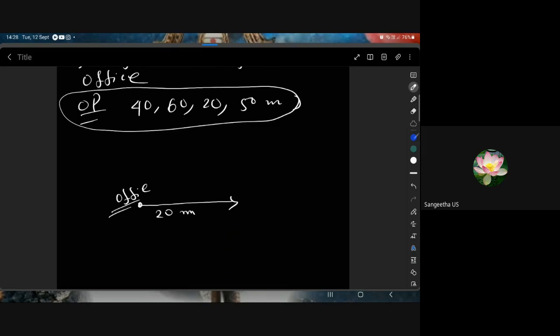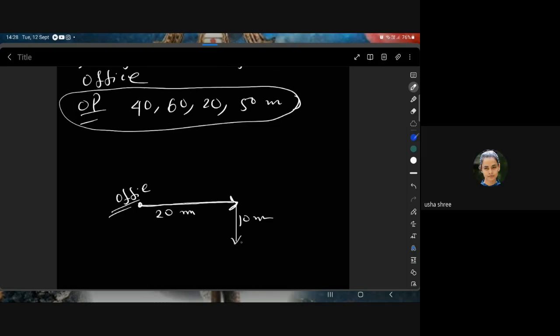20 meter. Then he turned right. Right means down. If I draw the diagram in this direction, then the right will be down towards the south. And then he turned right and walked 10 meter. After turning left, now left means which side?